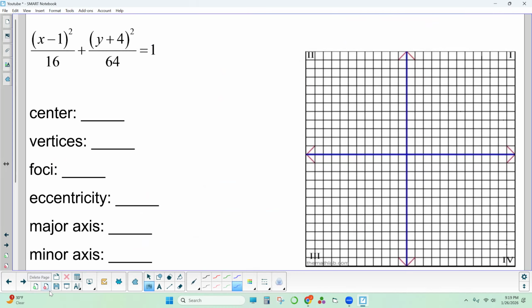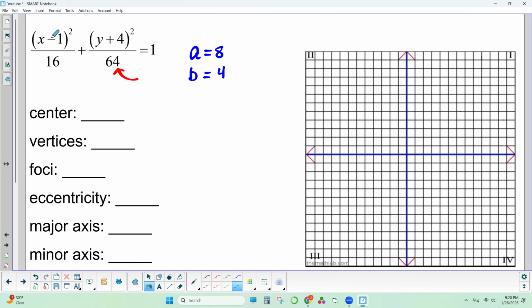All right, here we will notice that the larger of the two denominators is with your y term. So that is your a squared. Then a is the square root of 64, which would be 8. That would make our other denominator, the smaller of the two, b squared. So if I take the square root of that, I'm going to get 4.